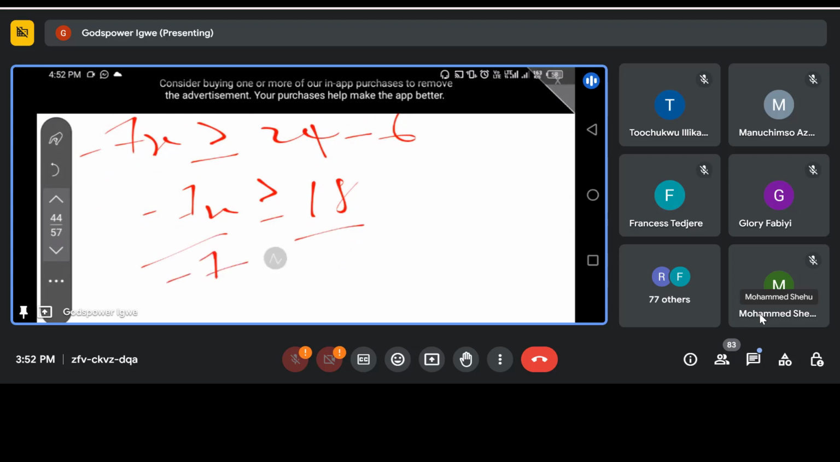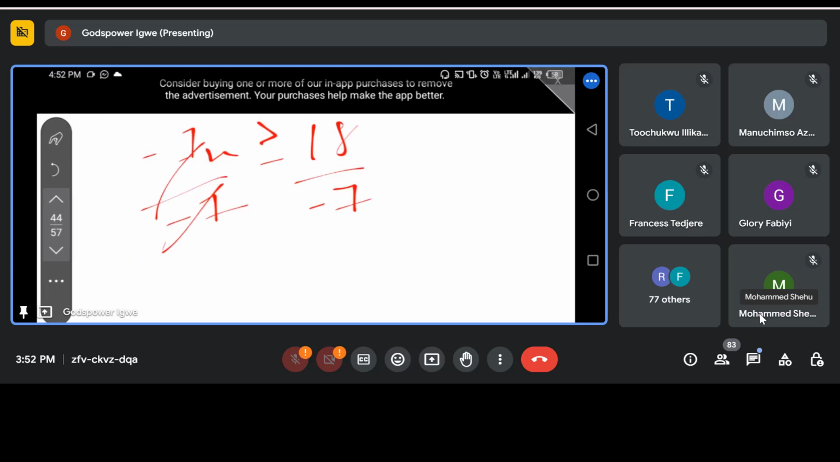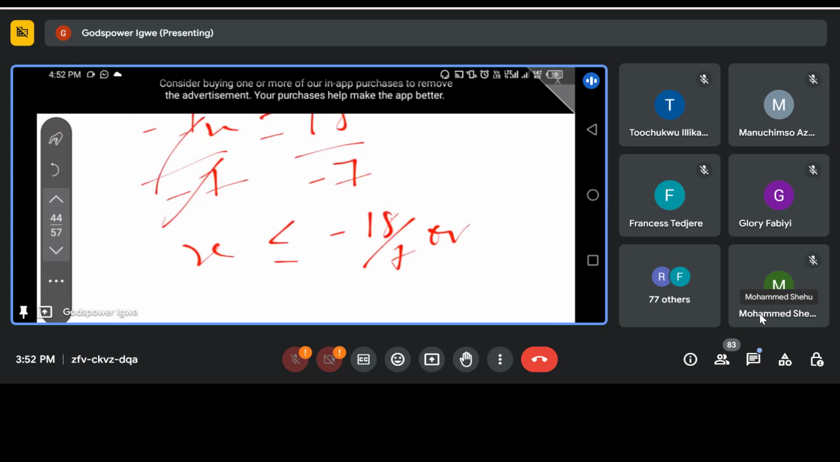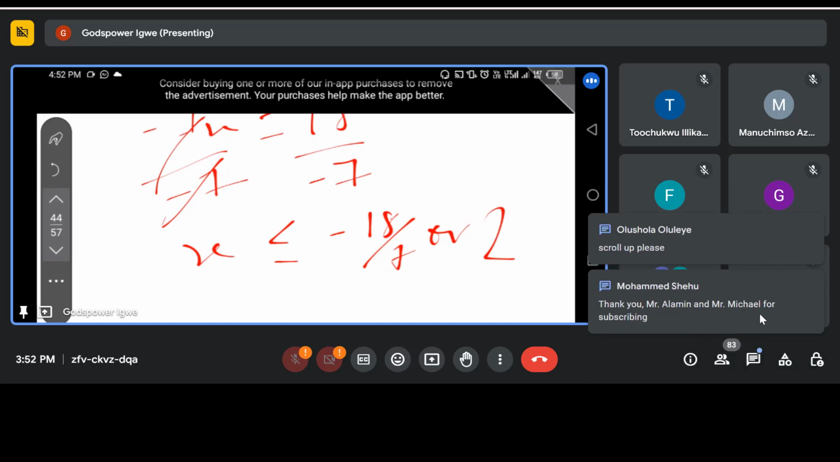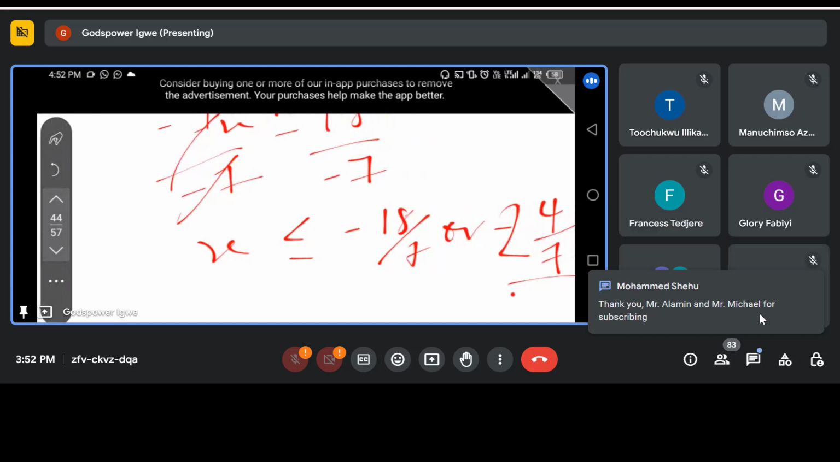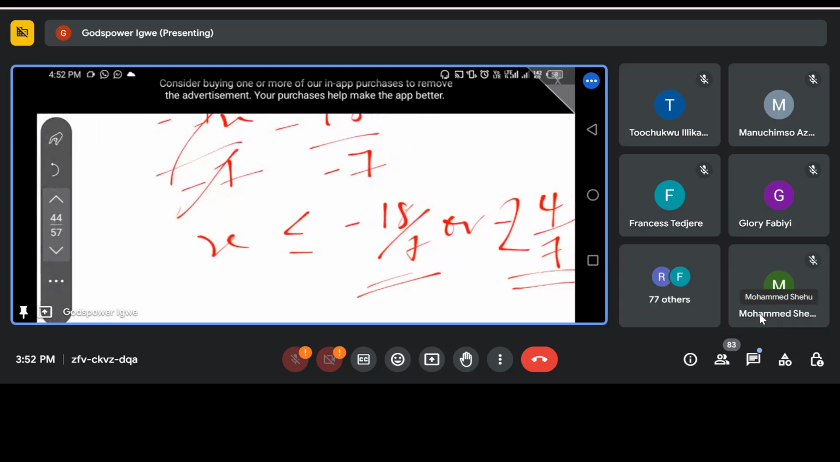And then this is all over minus 7. Since we're dividing both sides by a negative number, the sign is going to change to less than or equal to minus 18 all over 7. Or 7 goes into 24 two times, that's 14, 15, 16, 17, 18, so it is 18 all over 7. So these are the answers.